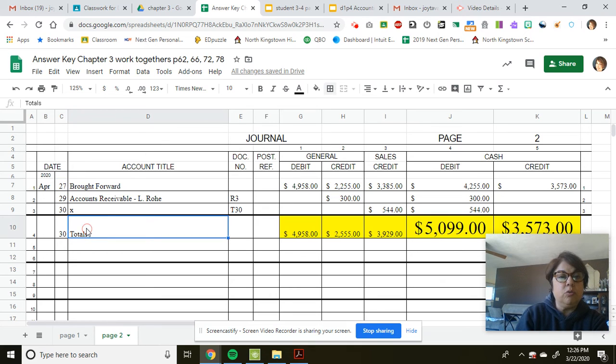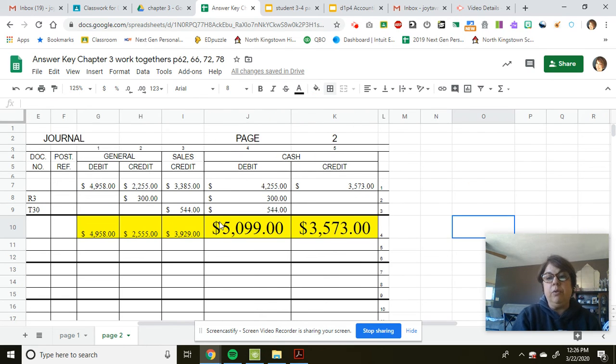When you come to the last row, because our last transaction was selling services and receiving cash, when you get to the last row, we're going to write the word totals because there's more than one, plural. And same thing, create a formula that can take everything from the brought forward totals all the way down. Be sure that your debits equal your credits.